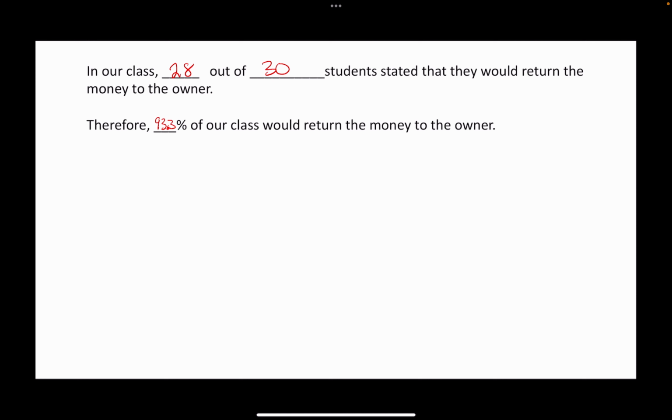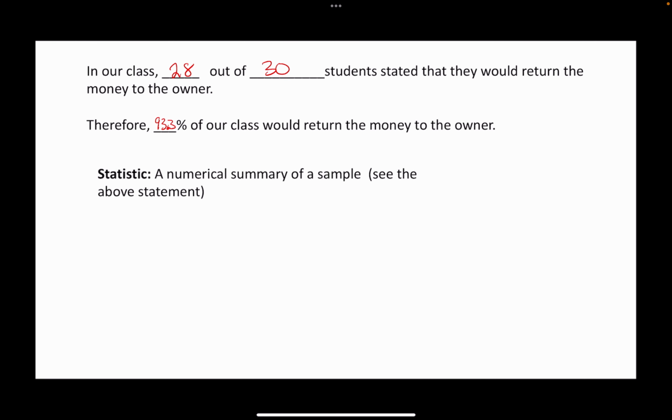In fact, in high school, it's smaller. I do teach high school students. That's my day job. No, it's summer right now, but that's my day job. But it's usually a smaller number that would return the money. Maybe it's a maturity thing.